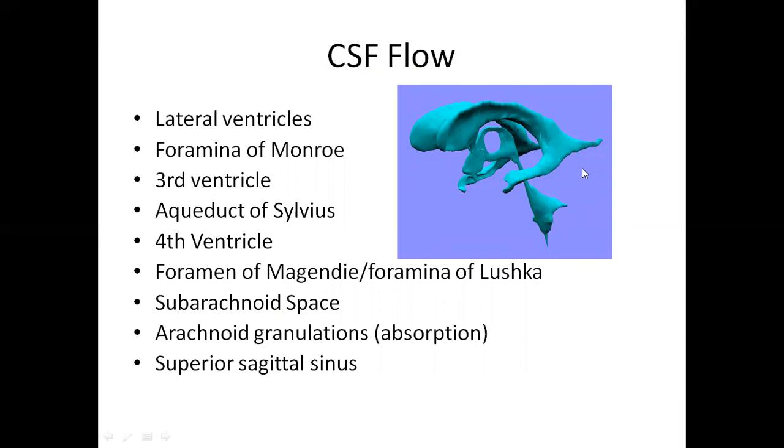Then subarachnoid granulations are the specialized capillary network found in the subarachnoid space, which actively absorb the CSF into the dural venous sinuses, especially into the superior sagittal sinus.